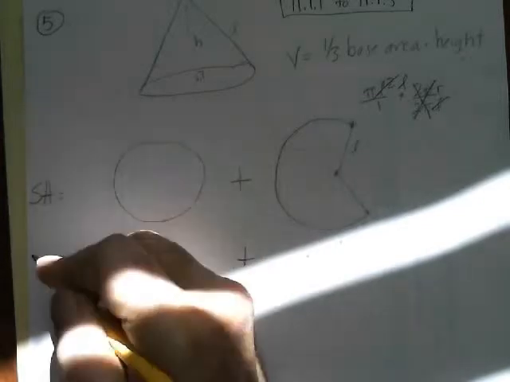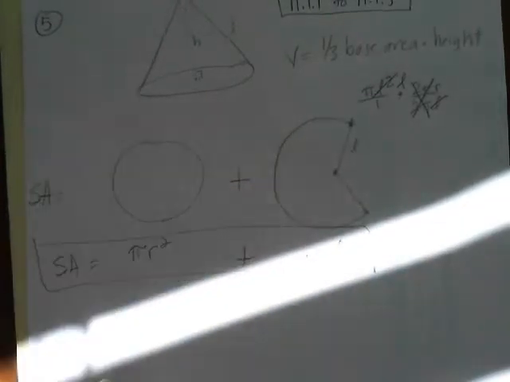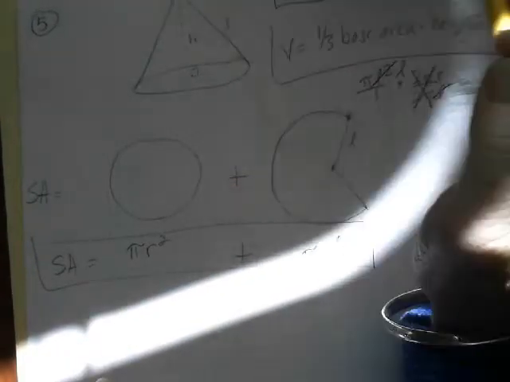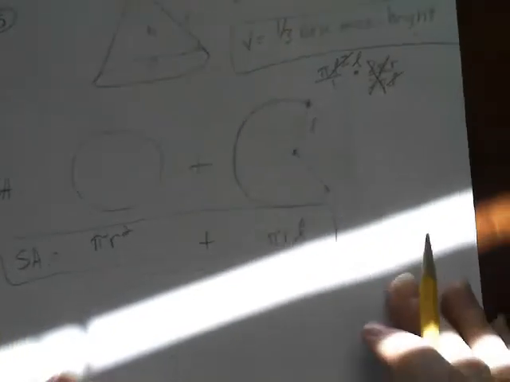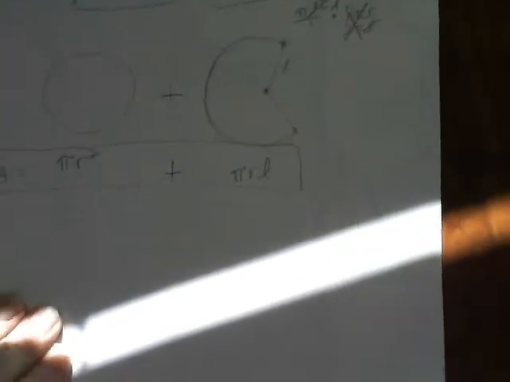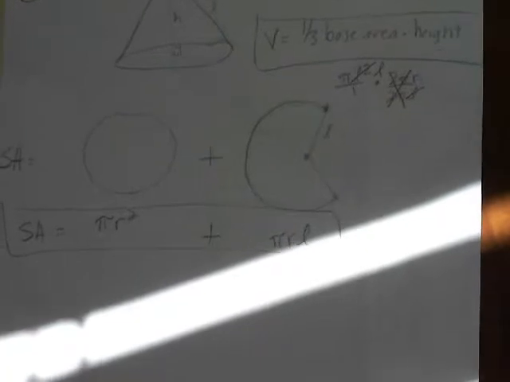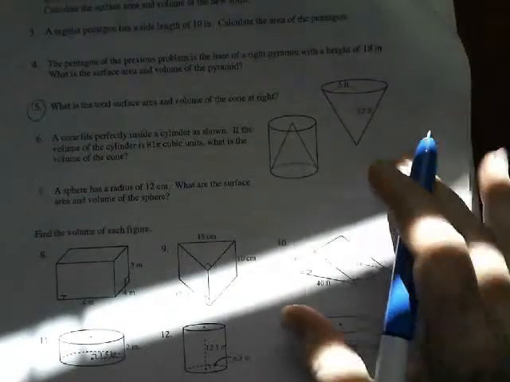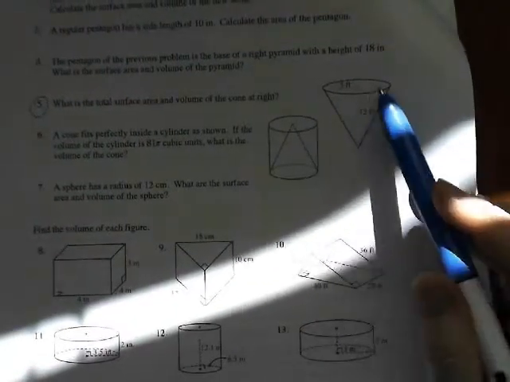So now you have a formula for volume. You have a formula for surface area, and so now it's just a matter of plugging the numbers in. So we'll go do number 5 and plug the numbers in. Okay, so number 5 has a picture. It says, what's the total surface area and volume of the cone at right? So surface area.